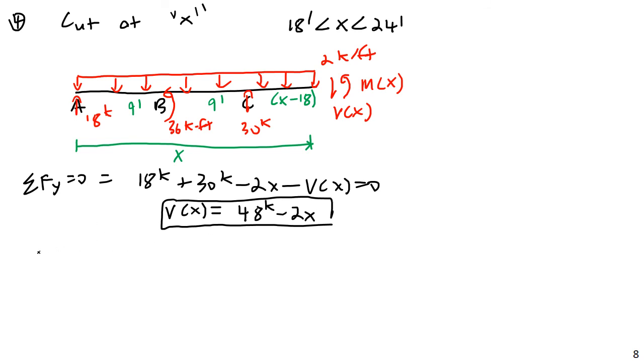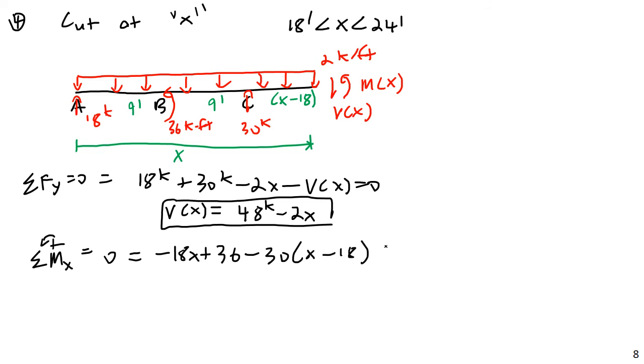Then if I do a sum of moments at x, again counterclockwise positive, it's going to equal 0, and I'll get negative 18x plus 36 minus 30 times x minus 18 plus 2x times x over 2. Nothing radically different here. This, again, 18x, that's going to be the moment caused by our end force here, negative because clockwise. The 36 is just the moment caused by the point moment, or the couple. Then the negative 30 times x minus 18, that's the moment caused by this, with a moment arm length of x minus 18. And then plus 2x times x over 2, that is just the moment caused by our distributed force.